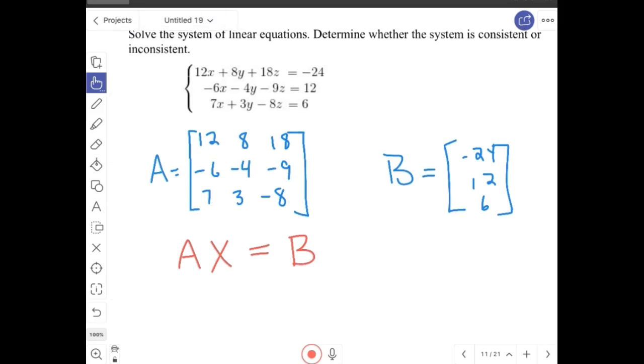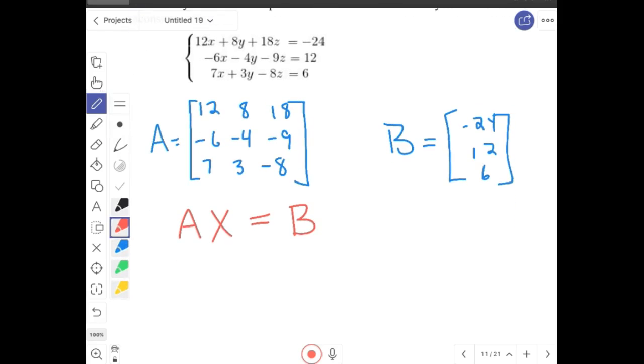Now, in order to solve for X, X would be equal to the inverse of matrix A times B. Okay, so I'm going to show you guys how to do that on a calculator right now.